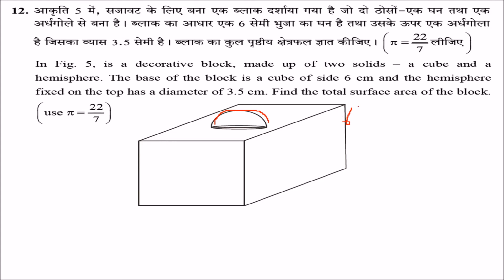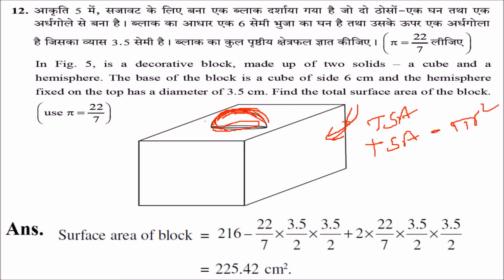So what we will do here is, we will take the total surface area of this cube. We will add the total surface area of the hemisphere. Then we have to subtract this circle. See, this is a circle which this hemisphere is covering. So we have to subtract this area. We will subtract this pi r square. So this is how we have to do.